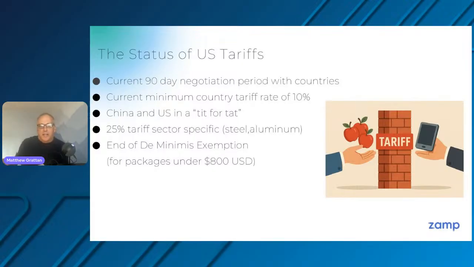Currently, there's a 90-day negotiation period with countries in place. There is a minimum country tariff right now of 10%. That could go up or down depending on negotiations. China and the U.S. are really in a tit for tat. They're back and forth, and I think it's stopped now. I think they're like, okay, enough is enough. I think they're going to come to the table, but we'll see what happens.